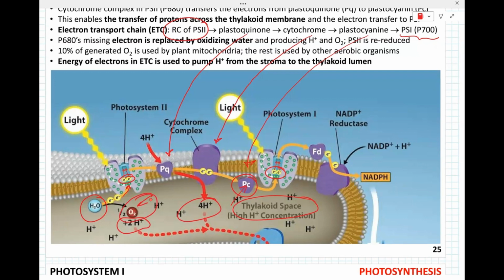Out of all oxygen that is generated during the light-dependent reactions of photosynthesis, about 10% is used by the mitochondria of plants for aerobic respiration. The rest of this oxygen is used by other aerobic organisms, such as heterotrophs. And as we mentioned before, the energy of electrons that go through the electron transport chain is used to produce the electrochemical gradient, essentially high concentrations of hydrogen ions in the thylakoid lumen compared to the stroma.